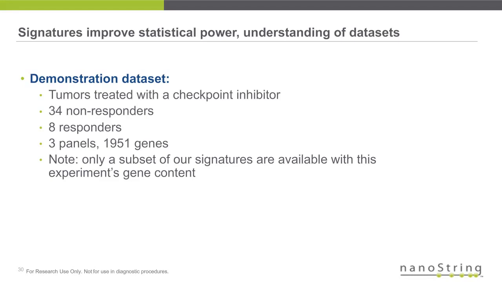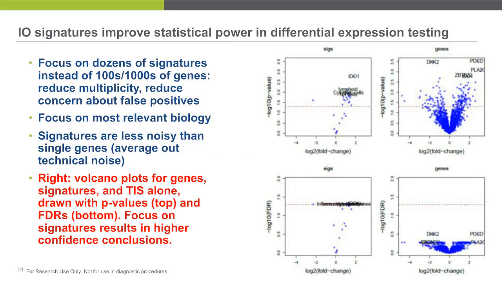In this data set, we're actually looking at almost 2,000 genes instead of just the 800 in our panel. The panel, unfortunately, wasn't available at the time. Yeah, so the first thing to point out is just that when you look at signatures instead of single genes, just by the simple fact of cutting the number of variables you're looking at, you gain a lot of statistical power. Now, this proposition only works if the signatures are actually relevant to the biology in question, which they are in this case.